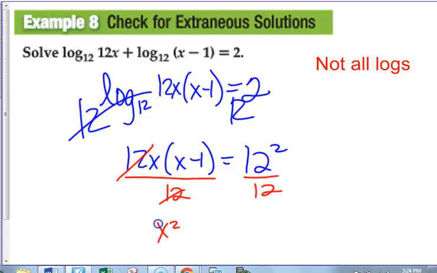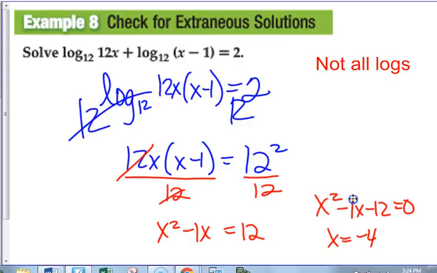Because now I have x squared minus 1x. And over here, what's 144 divided by 12? So factors of negative 12 that equals 0. x minus 4, x plus 3, 4 and negative 3. What do you think about the solution? 4. Don't automatically throw away negatives. Sometimes they actually work. Okay.